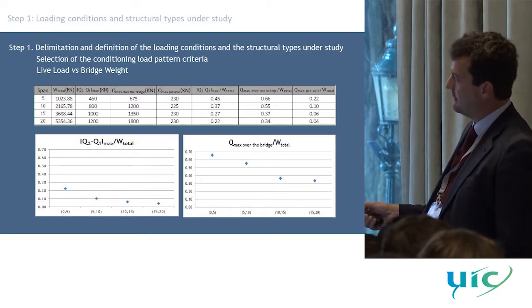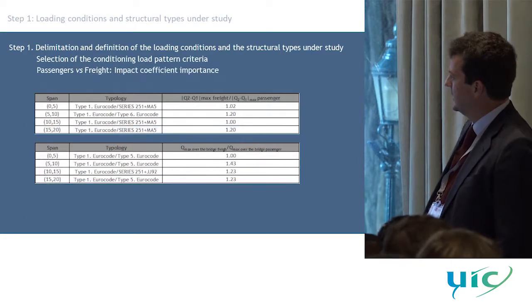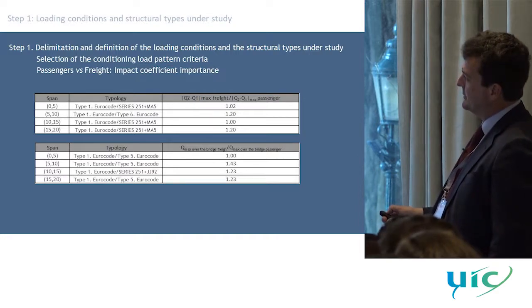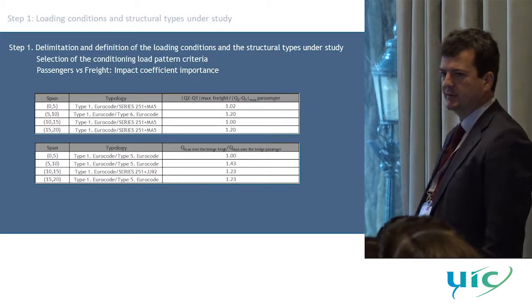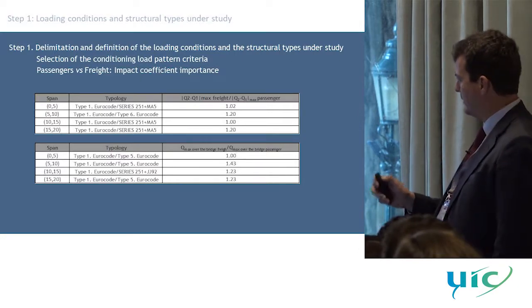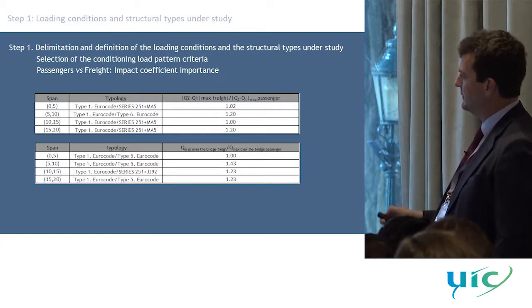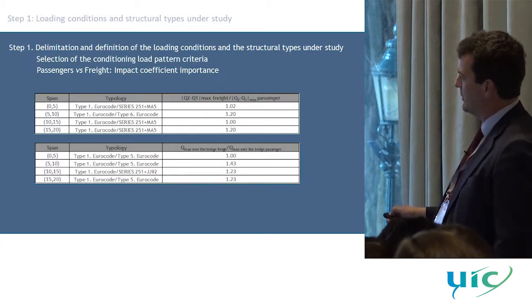So we normally have these problems here. And this is another thing: we compare passengers with freight trains in order to relate it to the importance of the impact coefficient. Again, playing with the axles and the spans, sometimes we only have 2% difference, sometimes we have 20% difference between the freight and the passengers. And here more or less it is the same.